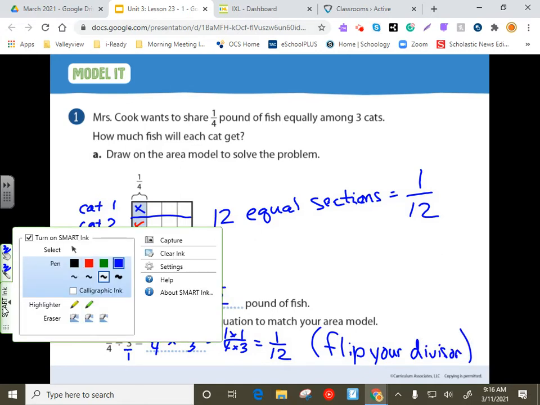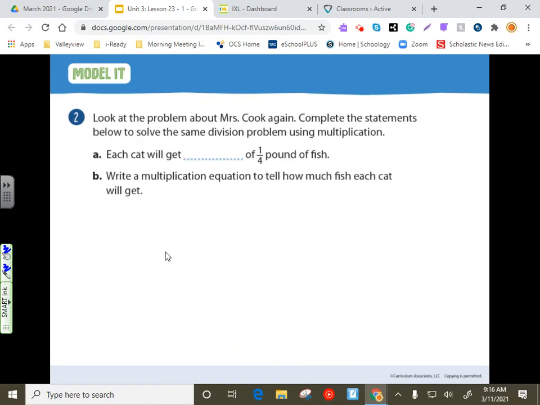And your divisor is always your second term there. All right, let's try another one. Same concepts. Look at the problem about Mrs. Cook again. Complete the statements below to solve the same division problem using multiplication. So we know each cat will get 1/3 of that 1/4 pound of fish. You saw that shaded area. We split it up into 3 parts, so they get 1/3 of that. And again, this just shows you you've got the 1/4 times that 1/3, and that equals our 1/12.